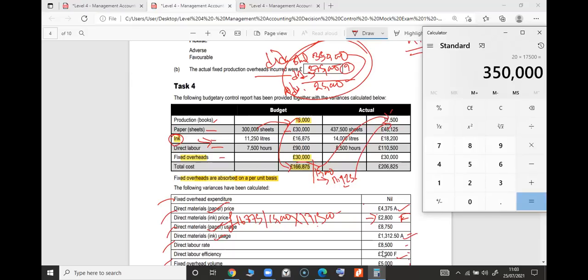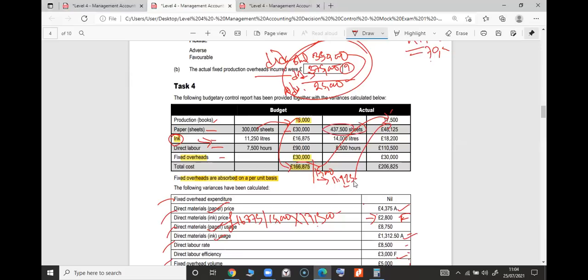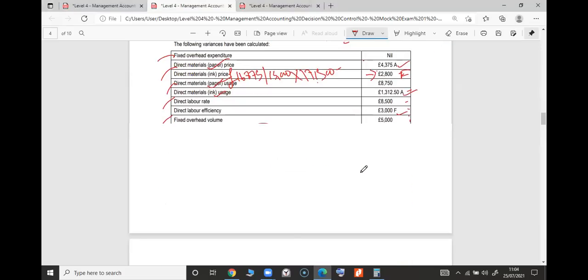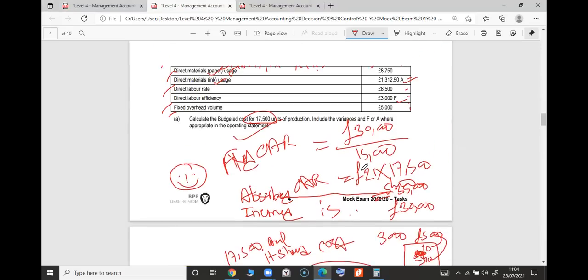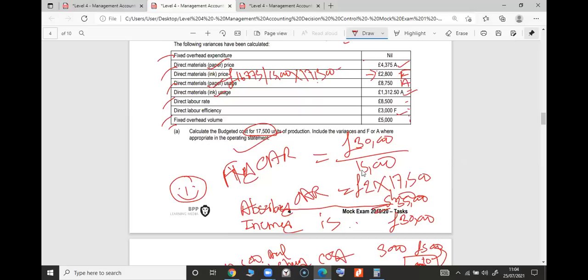This is adverse. So we don't need to calculate; the calculation is done. They have taken more. Can you see the one I circled? 437,500 adverse. So let's write it down first. Adverse. Good, done.